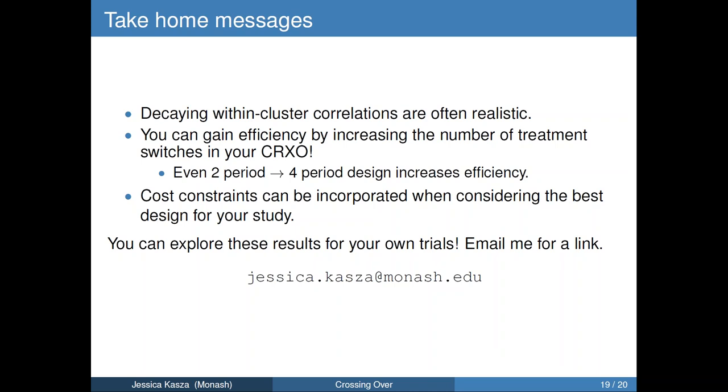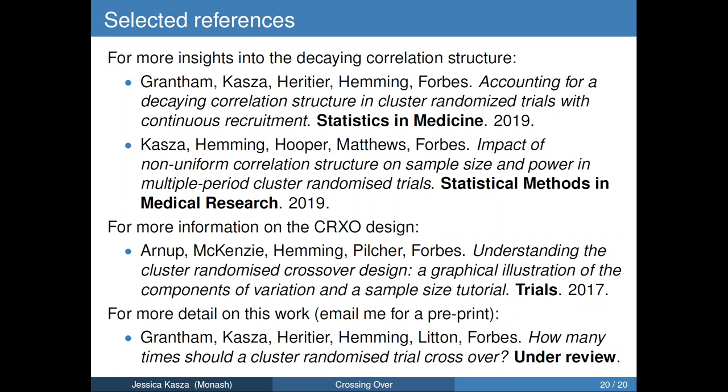Before I finish, I'd like to just highlight some selected references. If you want more insights into the decaying correlation structure that I've spoken about today, you can find these two articles in Stats in Med and Statistical Methods in Medical Research. For more information on the cluster randomized crossover design, you can look at Sarah Arnup's fantastic tutorial paper. And for more detail on the work that I've talked about today, we've got a paper that's currently under review, and I am willing to share preprints of that if you get in touch with me.